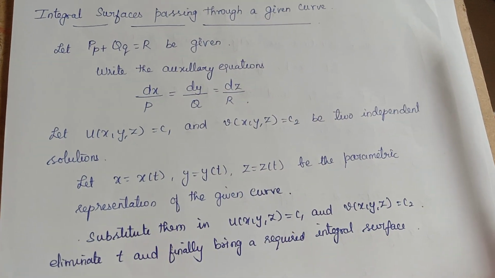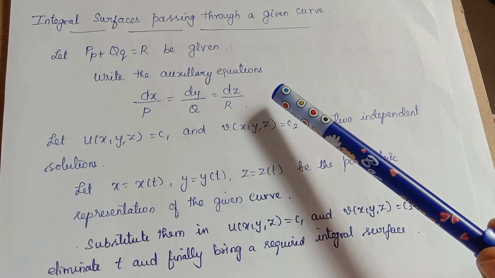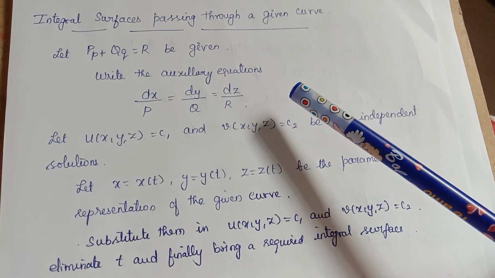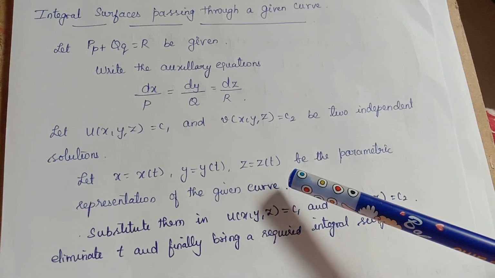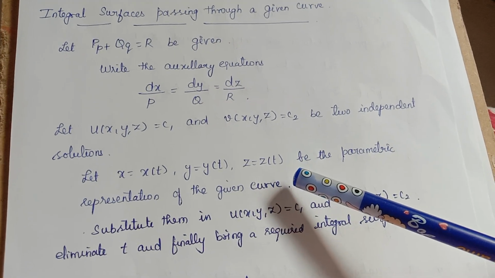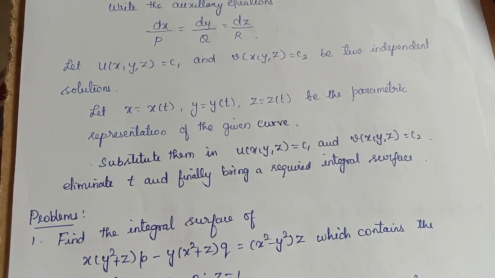So simply, what is the procedure? Find the solution for the given equation. From that solution, you eliminate the arbitrary constants c1 and c2 by using the parametric equations of the given curve. Okay, that's all. While doing the problem, we can understand better.